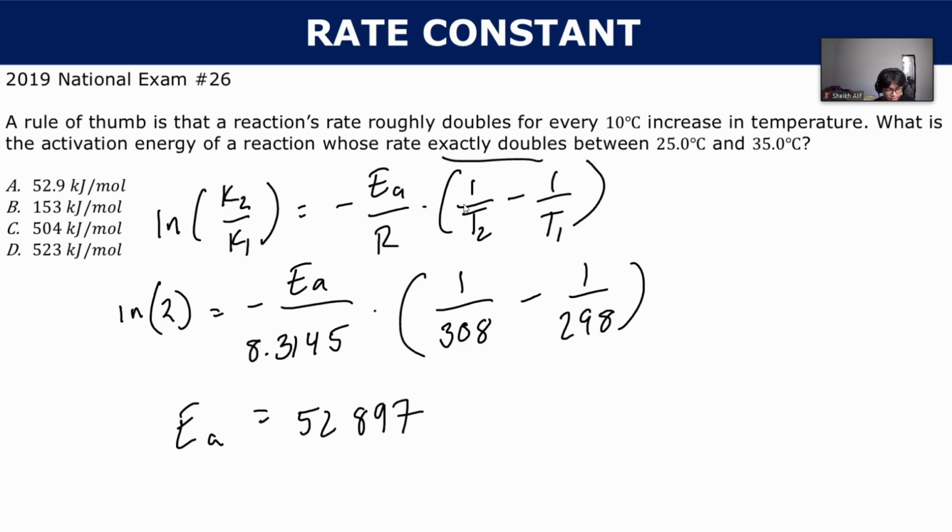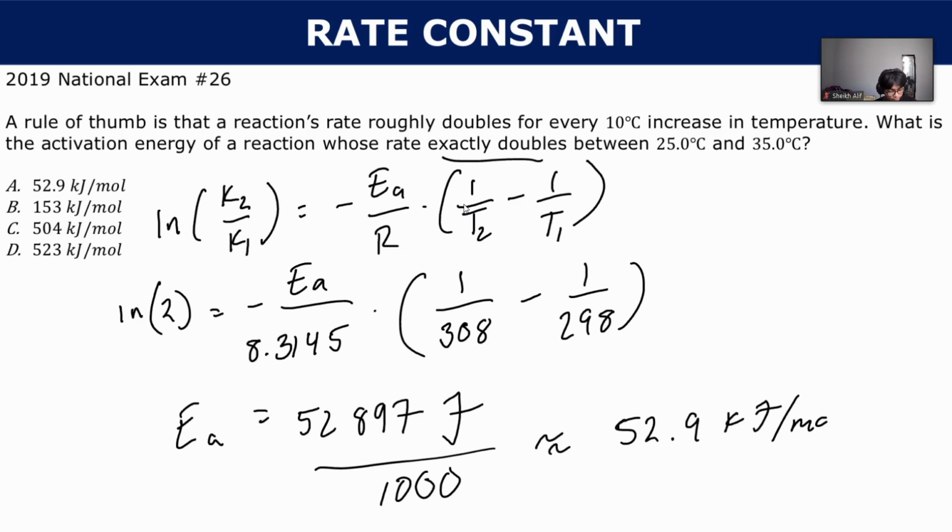But remember, this is in joules. So in order to find kilojoules, you just divide by 1,000, and that's about 52.9 kilojoules per mole. And that is answer choice A, which is in fact the right answer.